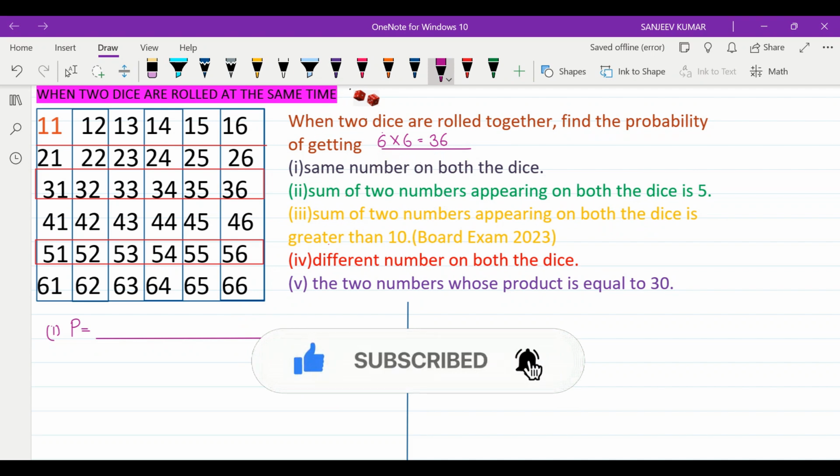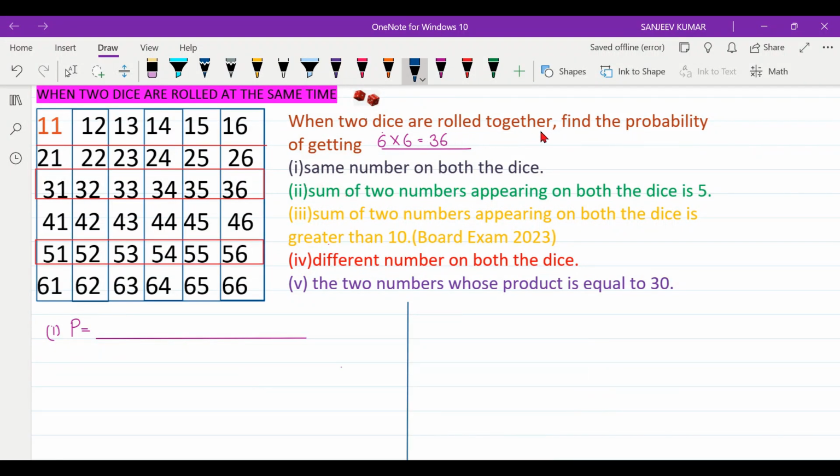Now look at the first question. When two dice are rolled together, find the probability of getting the same number on both the dice, correct? Same number on both the dice. Before solving the first question, let us write down the formula of probability. You know the formula is that probability P is equal to the number of favorable outcomes divided by the total number of possible outcomes, correct?